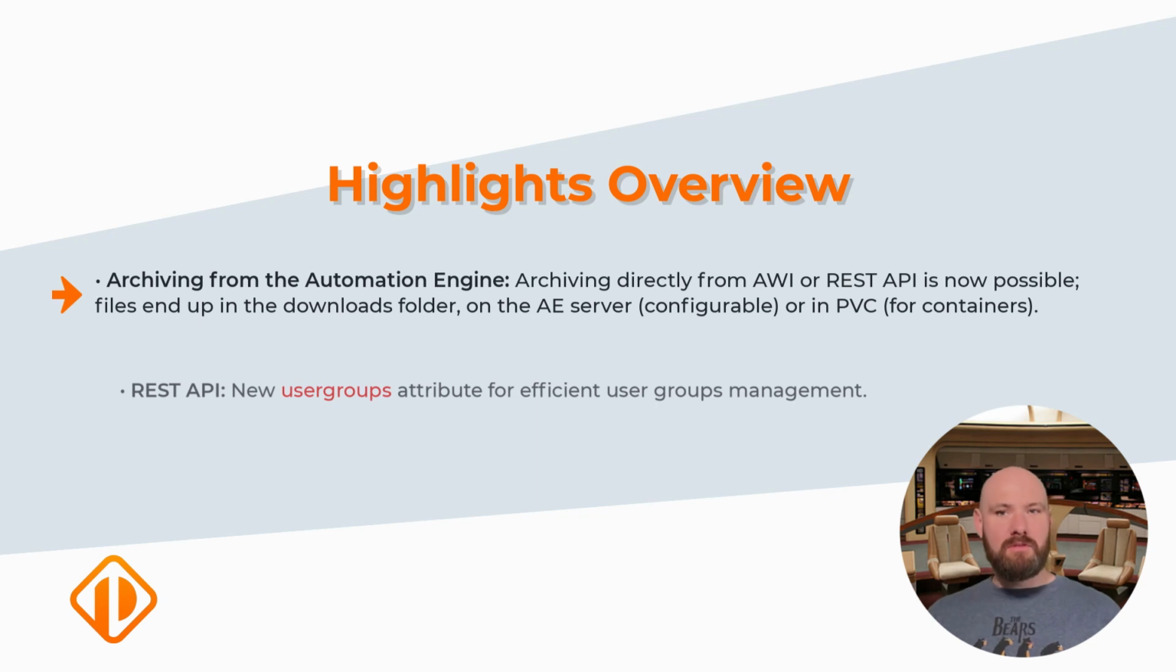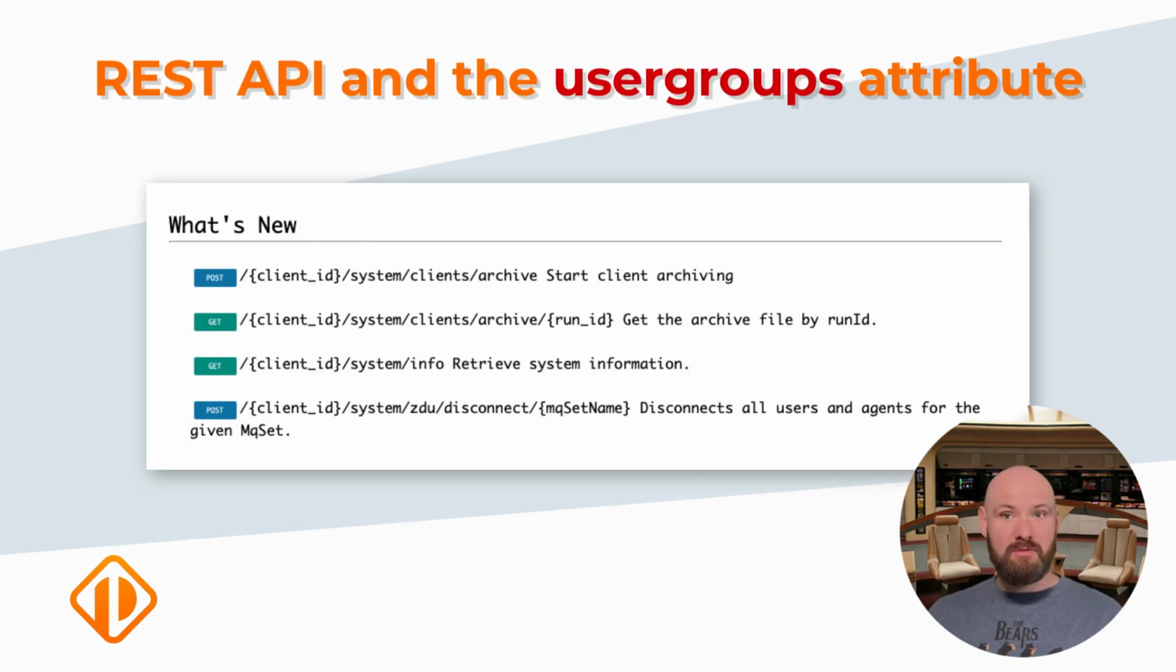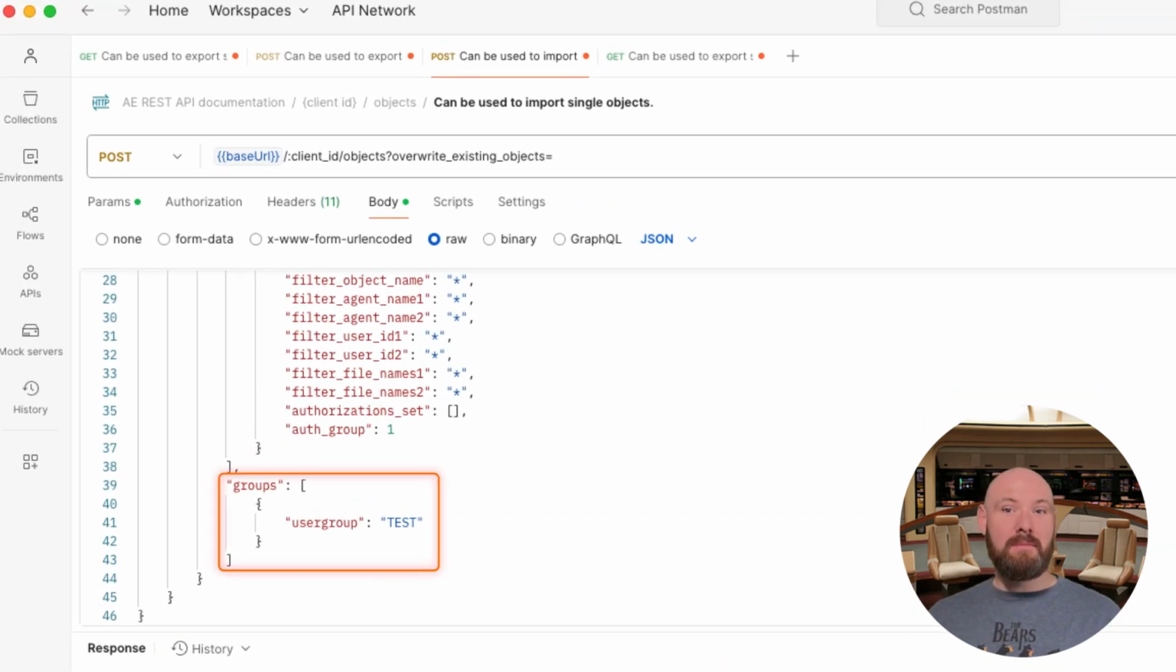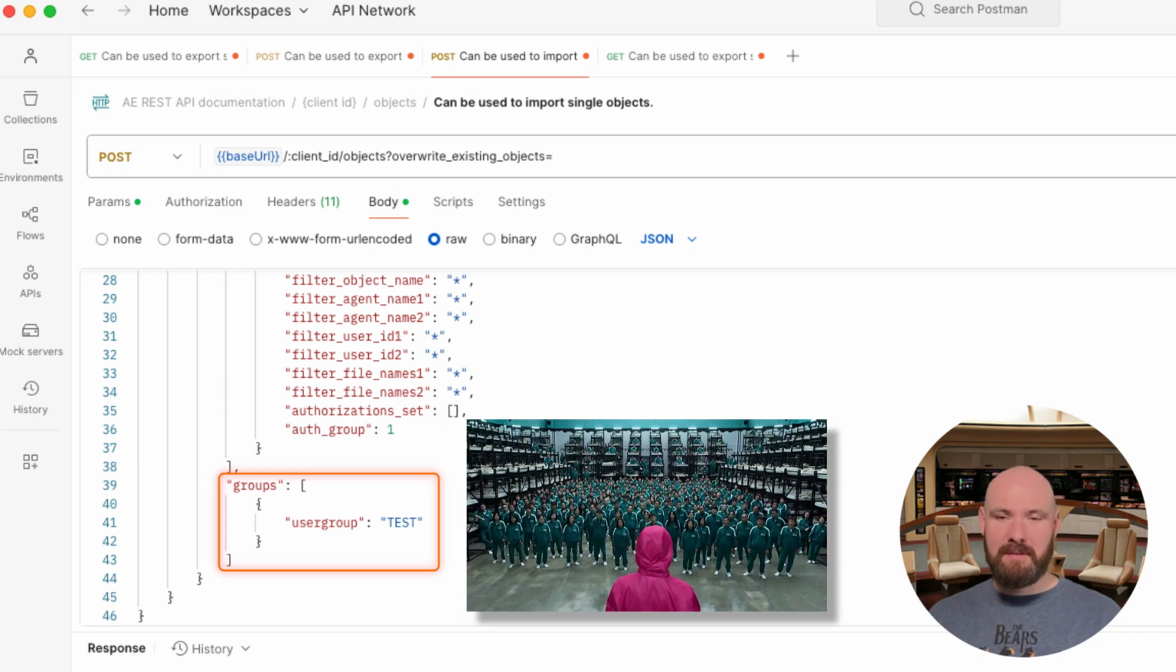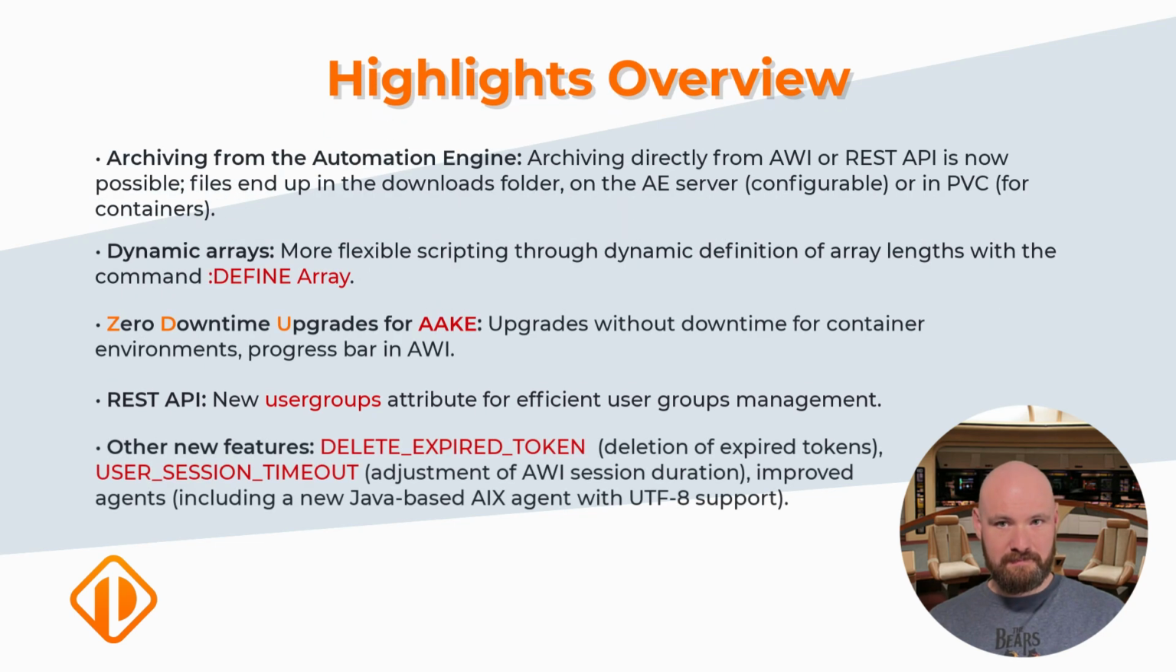And now let's move on to the REST API. Not only has it been expanded in order to include the new option of archiving, but it has also been given a new user groups attribute. So with its help, now you can add users to groups or remove them from groups, all done directly via the API, which is particularly useful for larger environments. These were two of the most significant improvements brought to us with version 24.3.